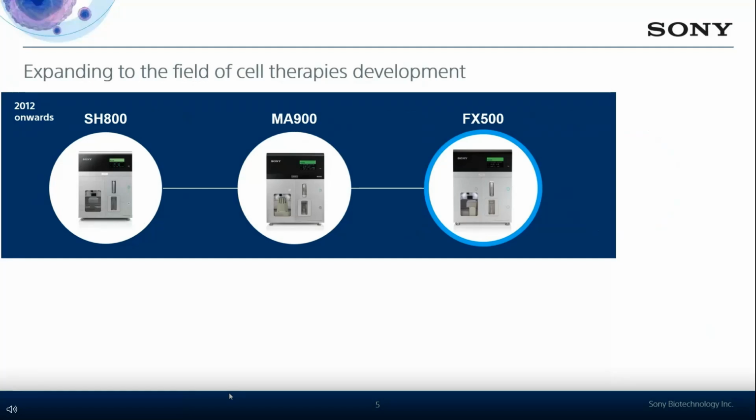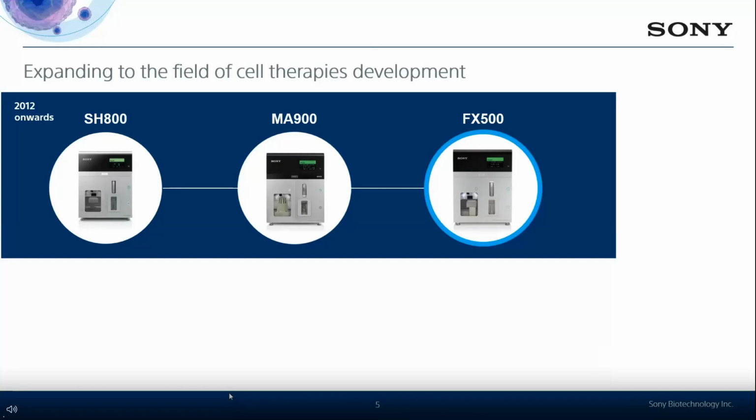Today, we'll focus on cell sorters and how Sony has been able to expand the field of cell therapies development. The first entirely Sony-developed system was the SH800, released in 2012. This is a two-way, six-color droplet sorter with an automated startup and chip used as a nozzle.